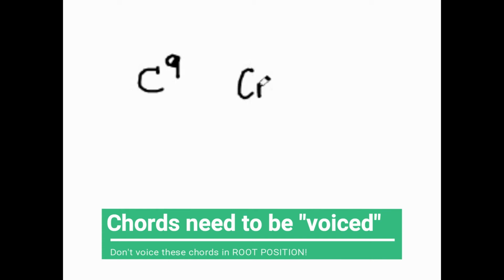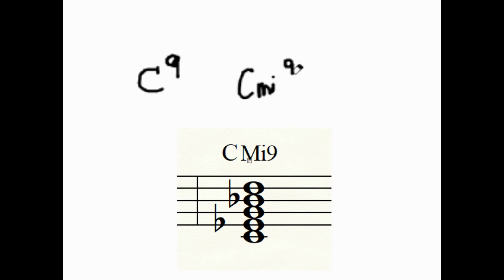C minor 9, reading left to right: minor chord with a minor 7th, and we're adding a 9. So remember, the 9th implies that you have a 7th there as well.